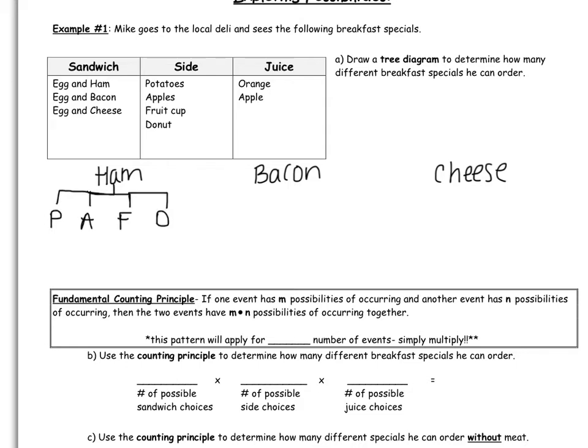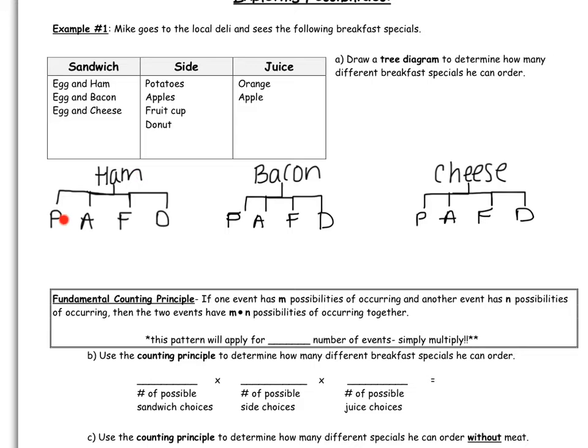Do you think that he would have the same 4 sides if he had chosen egg and bacon? Yeah. So let's go ahead, do the same thing. And also, if he ordered cheese and eggs, it would be the same thing. He could get a potato, an apple, fruit cup, or donut.